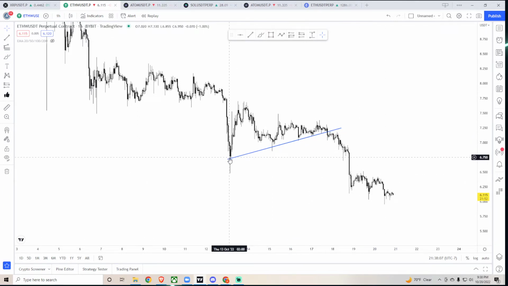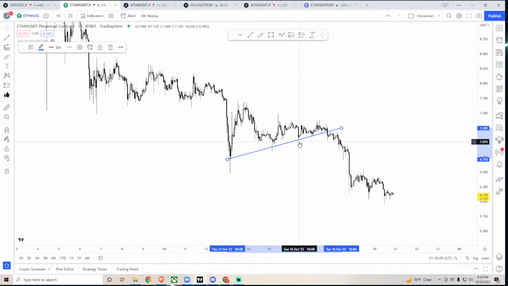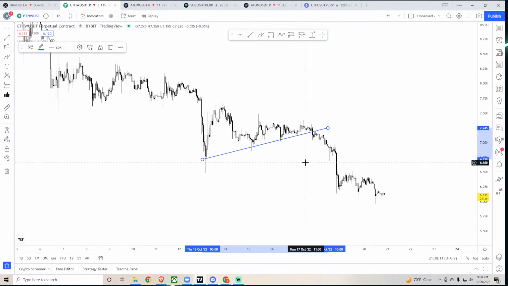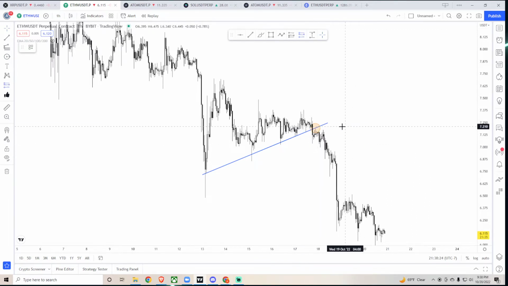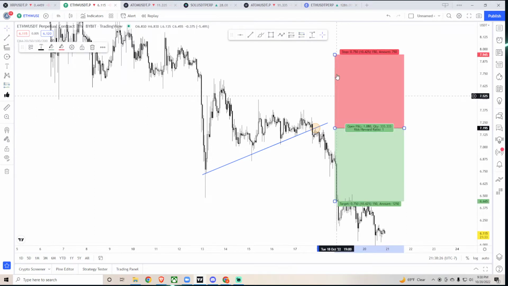Okay, so trendline touch, trendline touch, trendline touch, trendline touches. There's three, right? We broke down. Here is your retest. You could have entered on this breakdown there, right? But the safest method is the retest.